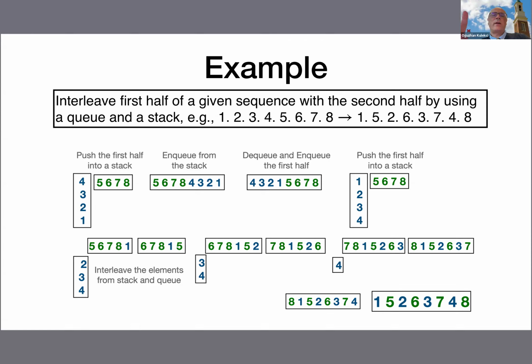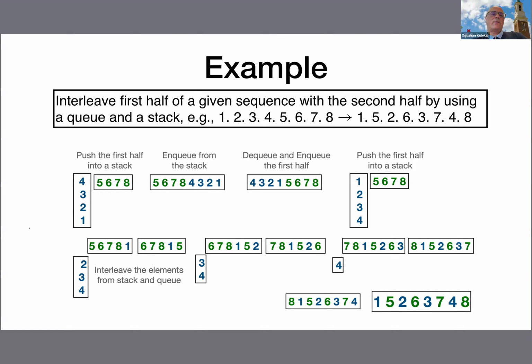Okay, and I'll be using one queue and one stack. With the vertical representation, I will be referring to the stack. With the horizontal, I will be referring to the queue. So this is my queue and this is my stack.